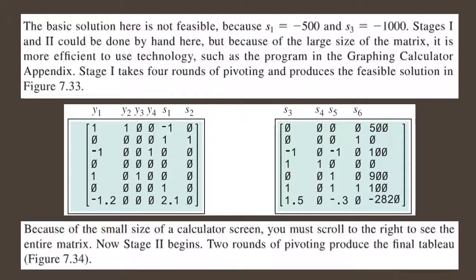So they did stage 1, and it took 4 rounds of pivoting to get our feasible solution. And so that's what we have here, our basic feasible solution. Then you're going to do pivoting with this, and it'll take 2 rounds of pivoting to get the final answer.